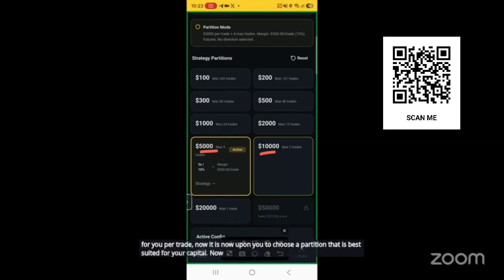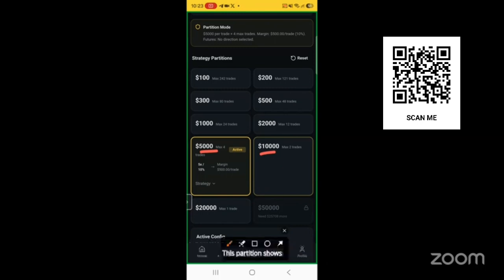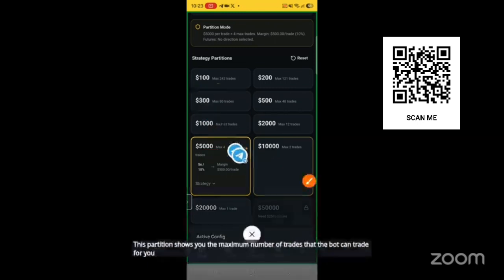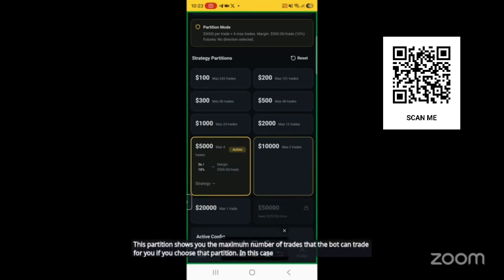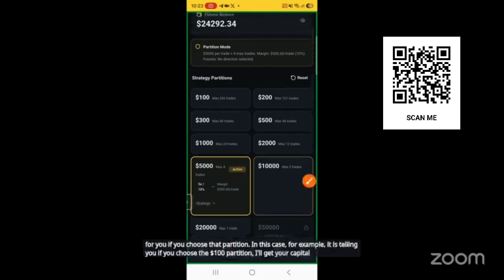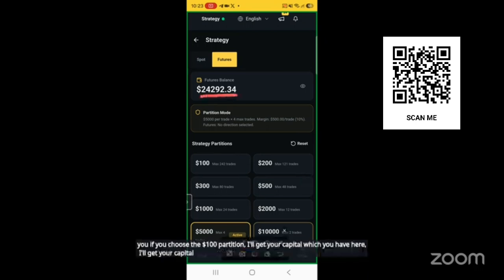Now, remember, each partition shows you the maximum number of trades that the bot can trade for you if you choose that partition. In this case, for example, it is telling you if you choose the $100 partition, I'll get your capital here, I divide by each trade having $100, and I will be able to trade for you over 200 trades.